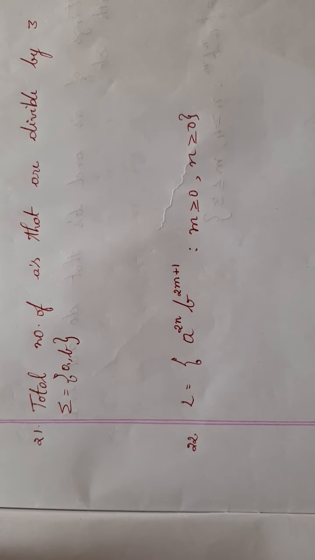We shall move on to the next problem. The total number of A's should be divisible by 3. My alphabet here consists of A and B, and the A's should be divisible by 3. So what is the basic condition here?